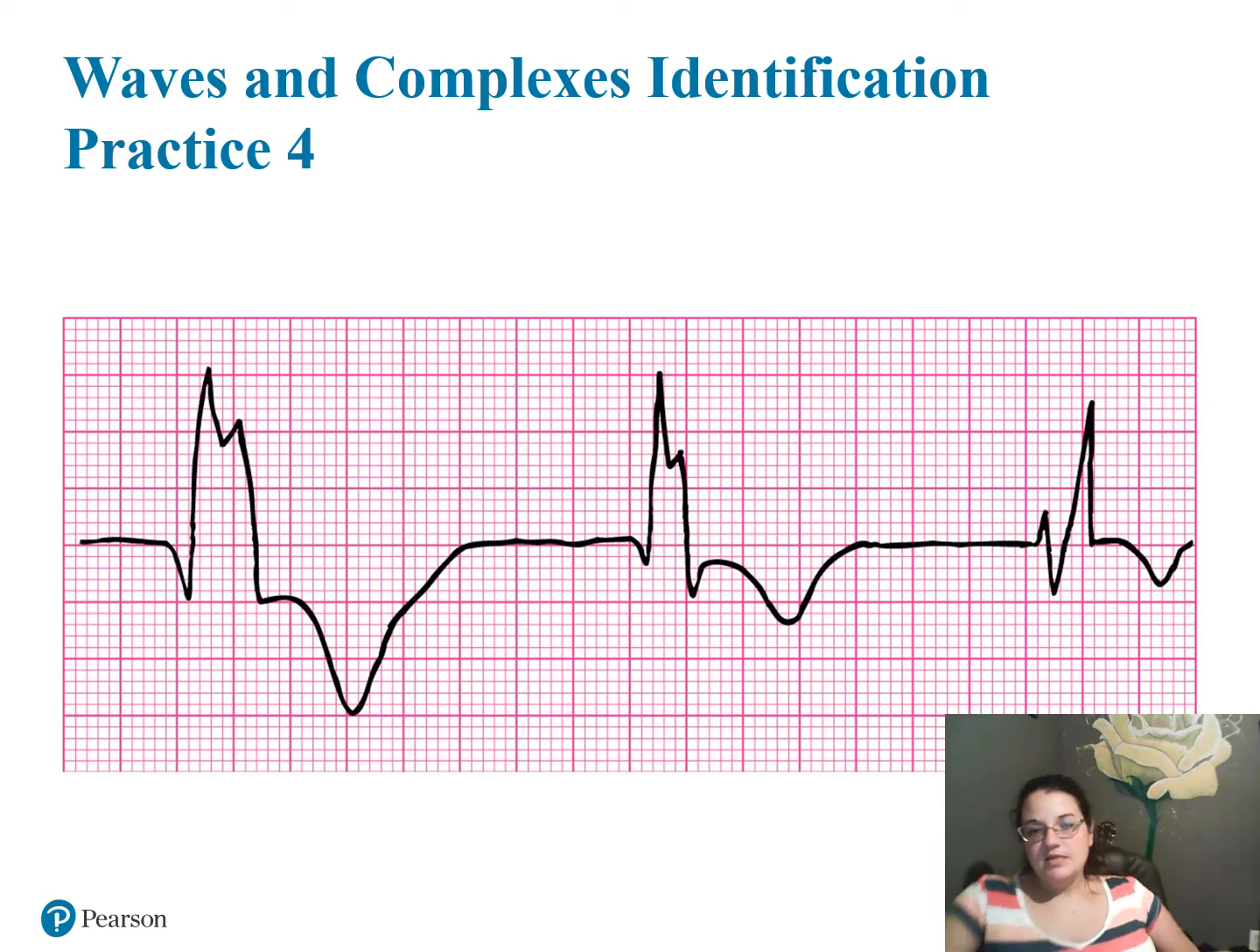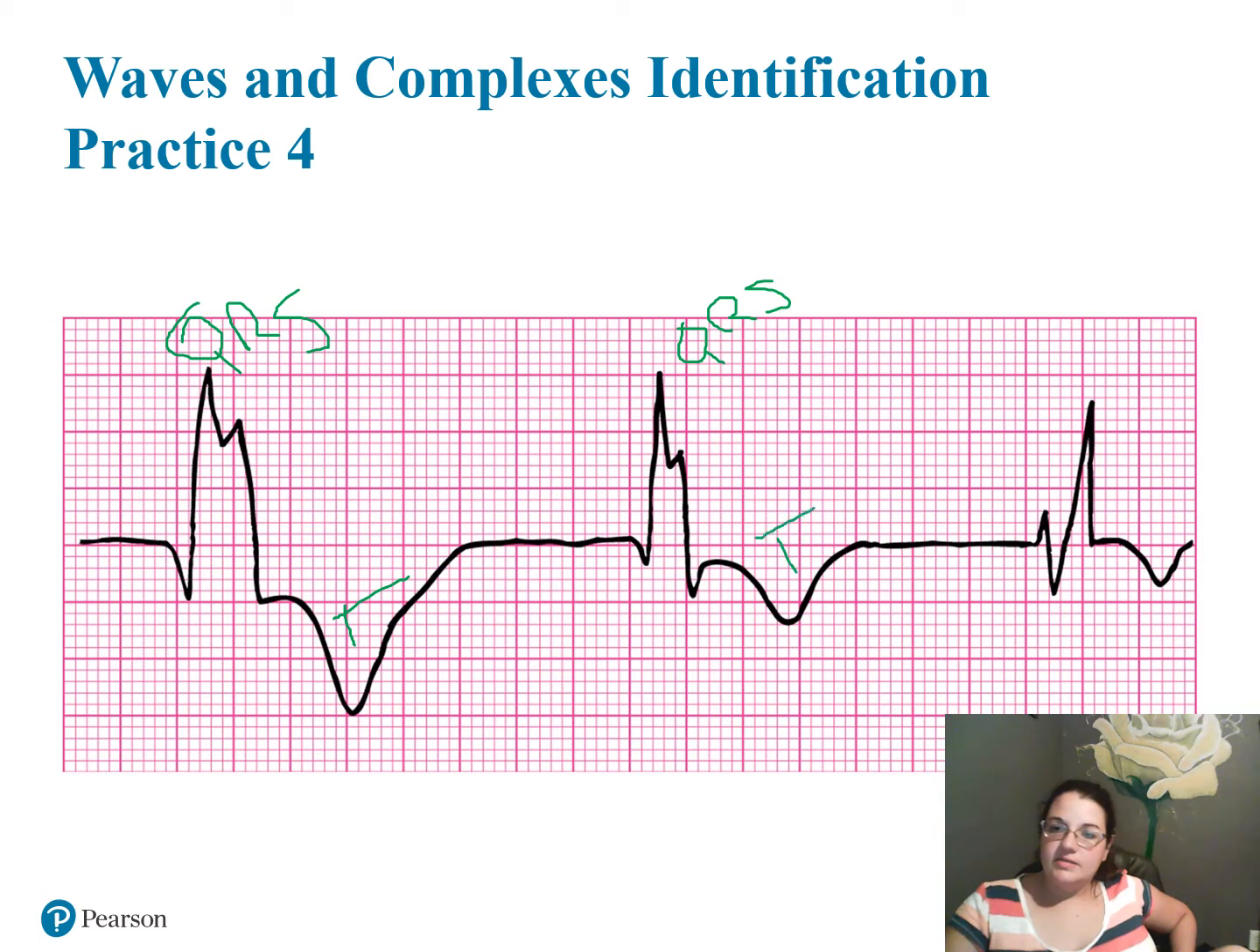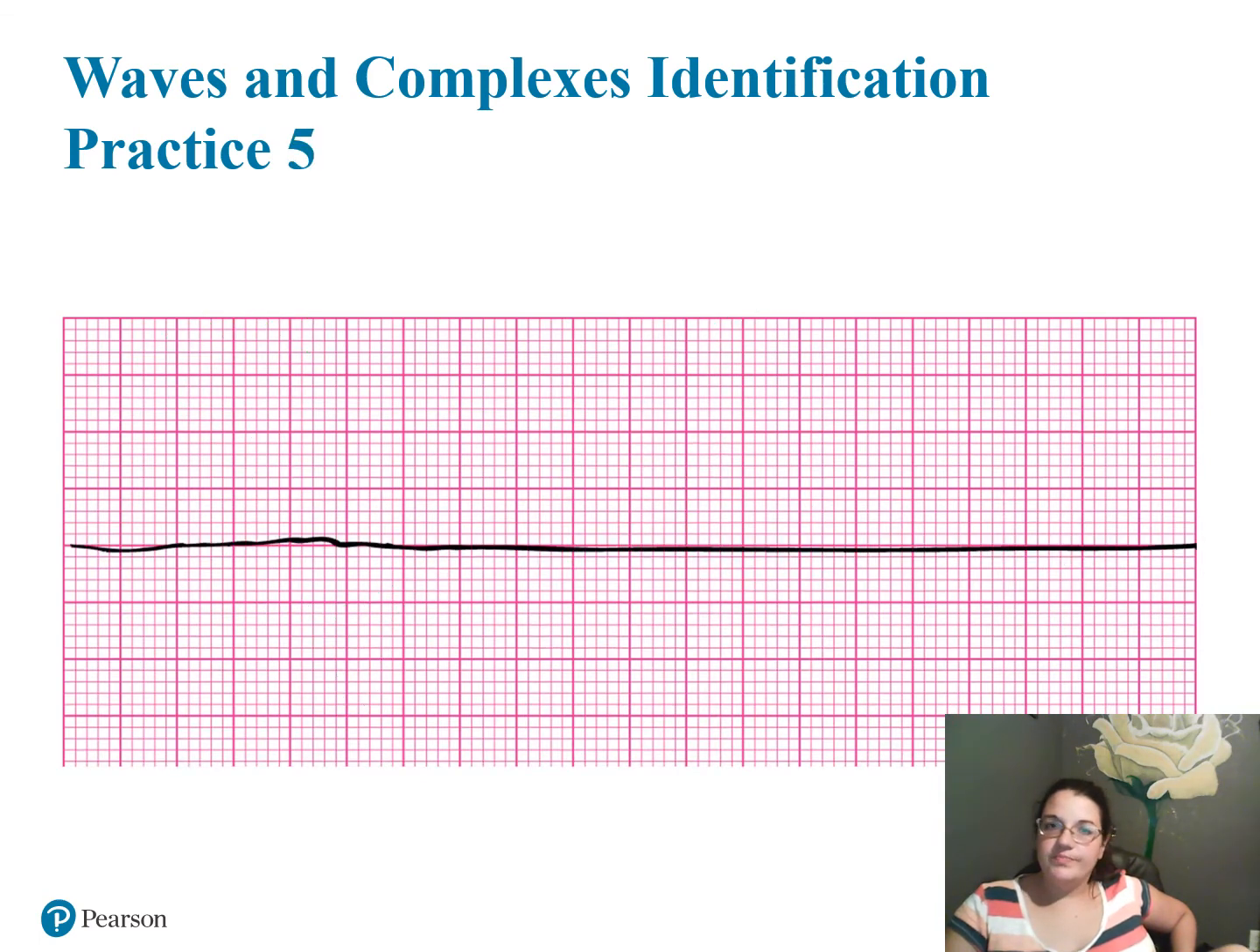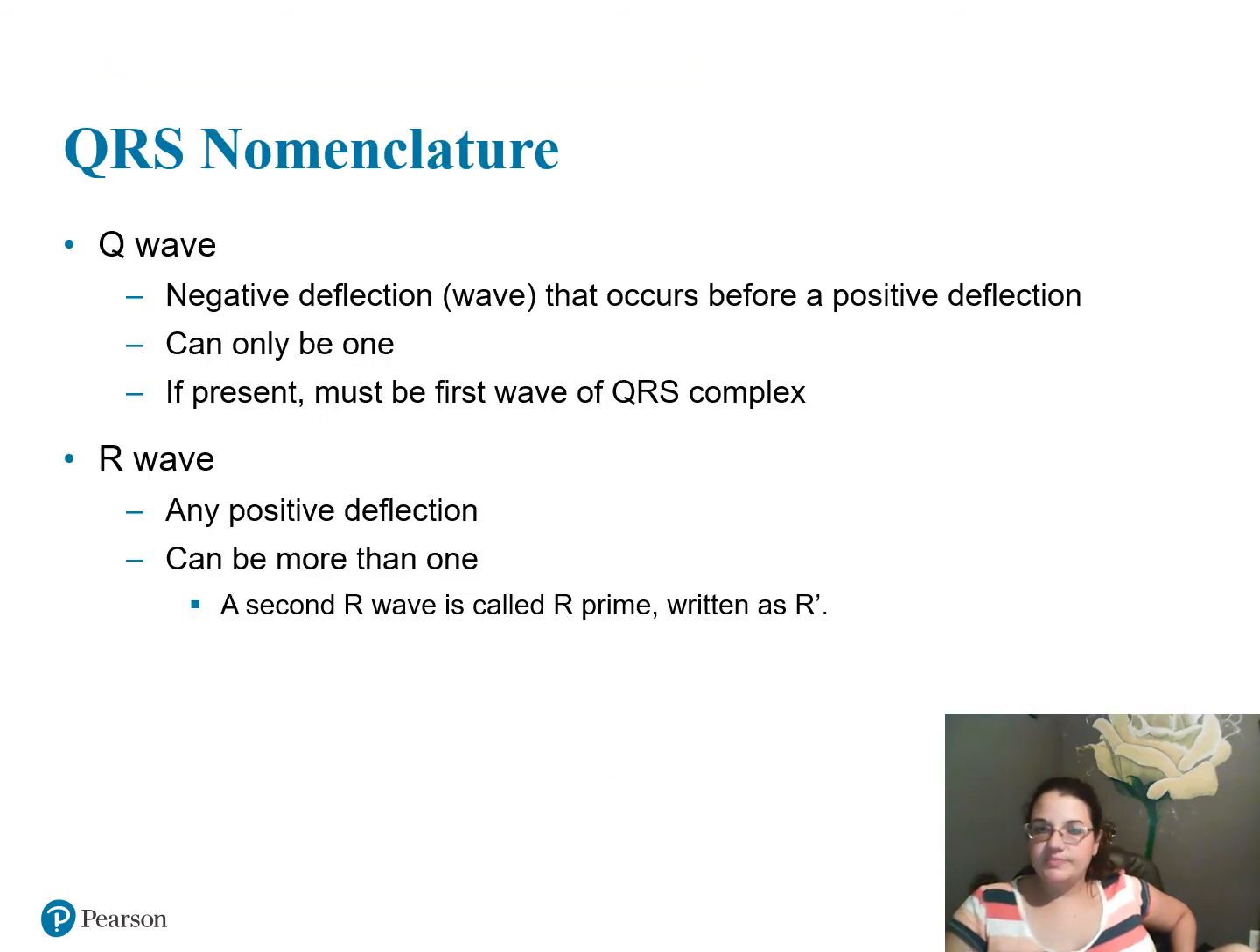Okay, so if you look here, I do not see a P wave, but I see my QRS, and I see my T wave, QRS, and my T wave, and so forth. And then the last one, I am isoelectric, I am flatlined, I am a baseline.